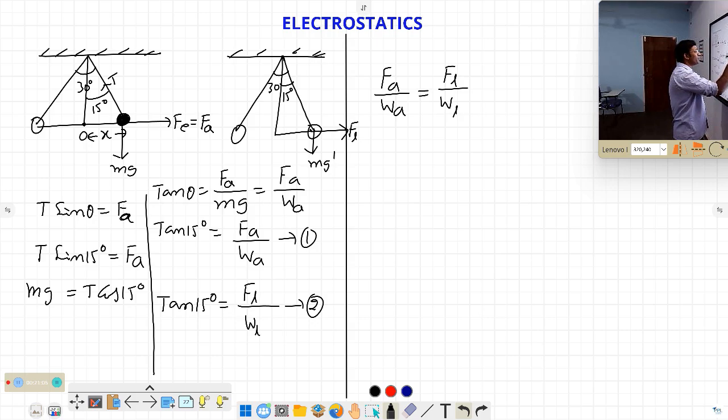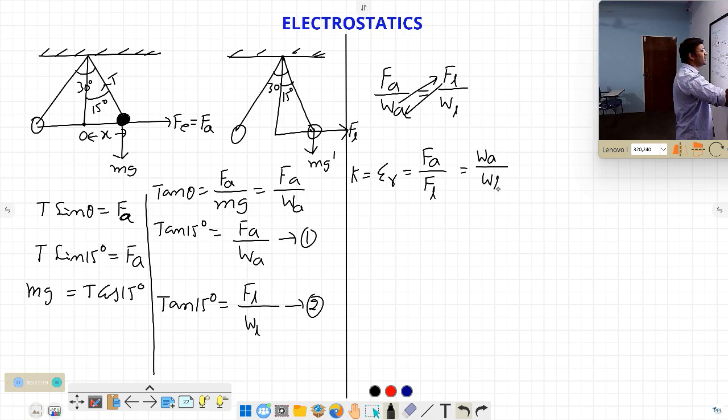So our requirement is what? Dielectric constant K. Simply, the dielectric constant K, that is called relative permittivity, is equal to the force between the two charges in air by the force between two charges in liquid, FA by FL. So from this, what is FA by FL? Making FL this side, the weight of the body in air that side, it becomes weight of the body in air by weight of the body in liquid. So what is the weight of the body in air? So here K is equal to the weight of the body in air, which is nothing but mg.